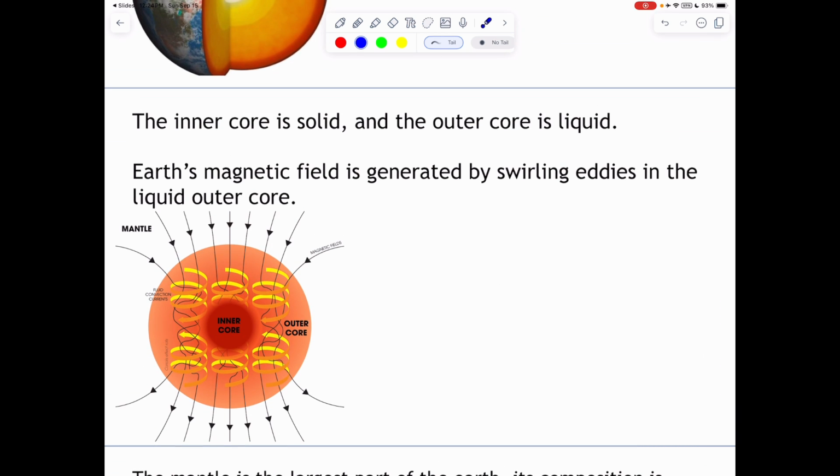Now, our inner core is solid. Our outer core, however, is liquid. And we have a lot of these swirling eddies that exist because of the density changes from our inner core to our outer core. And these swirling eddies are what cause the magnetic fields on this planet.